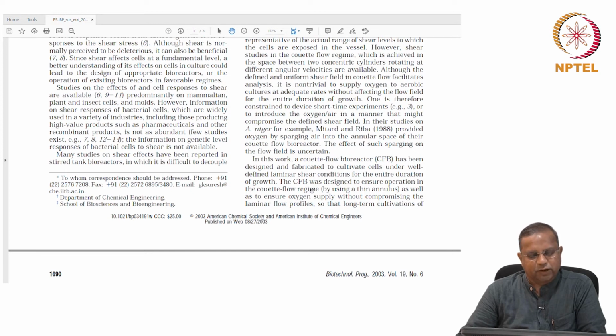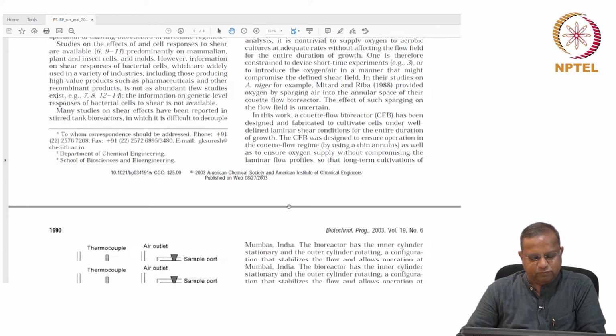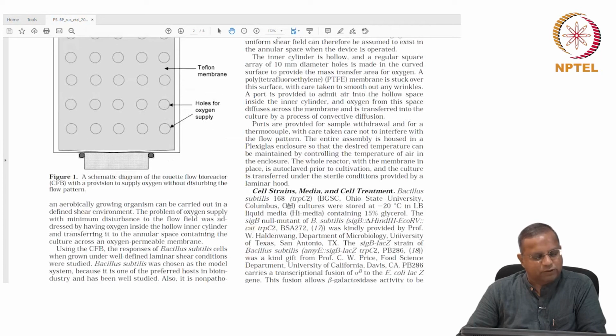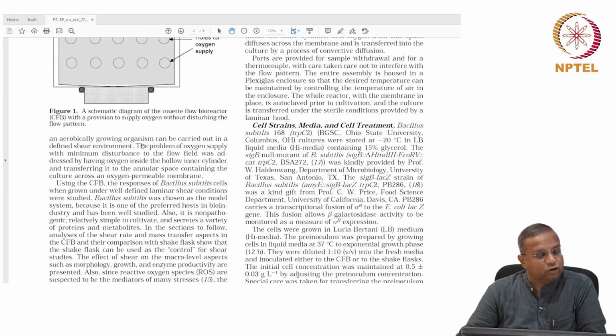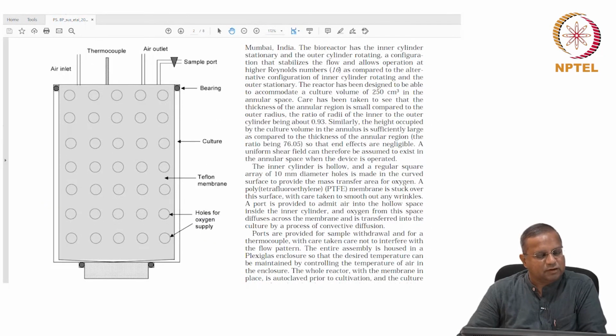The CFB, the Couette flow bioreactor, was designed to ensure operation in the Couette flow regime by using a thin annulus, as well as to ensure oxygen supply without compromising the laminar flow profiles, so that long-term cultivations of an aerobically growing organism can be carried out in a defined shear environment. The problem of oxygen supply with minimum disturbance to the flow field was addressed by having oxygen inside the hollow inner cylinder and transferring it to the annular space containing the culture through an oxygen permeable membrane. Okay, so let us describe this here.